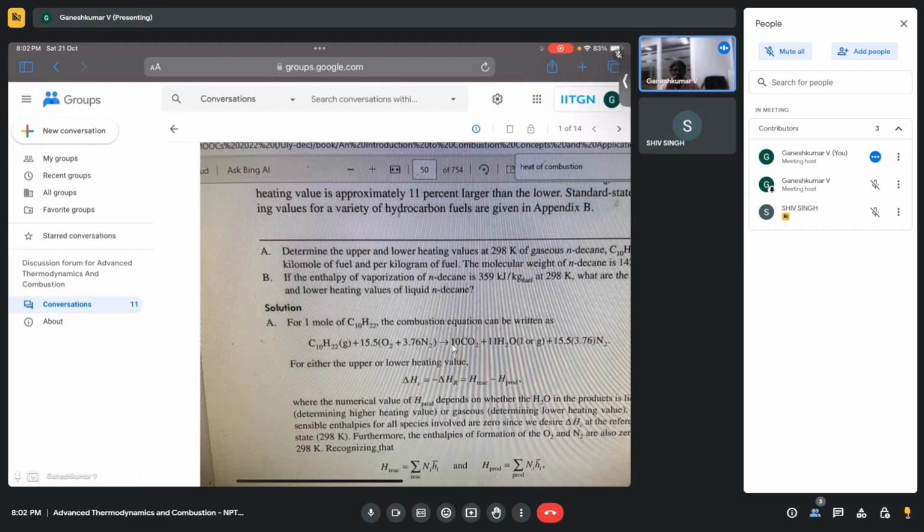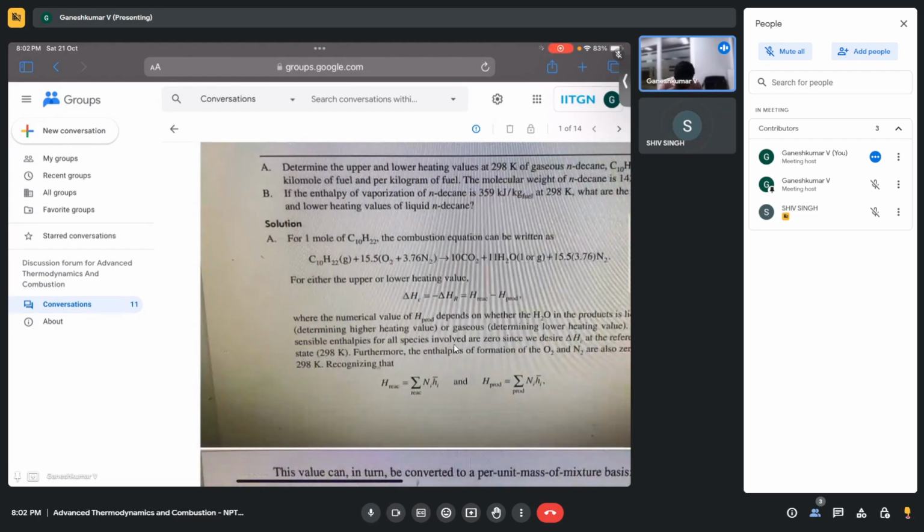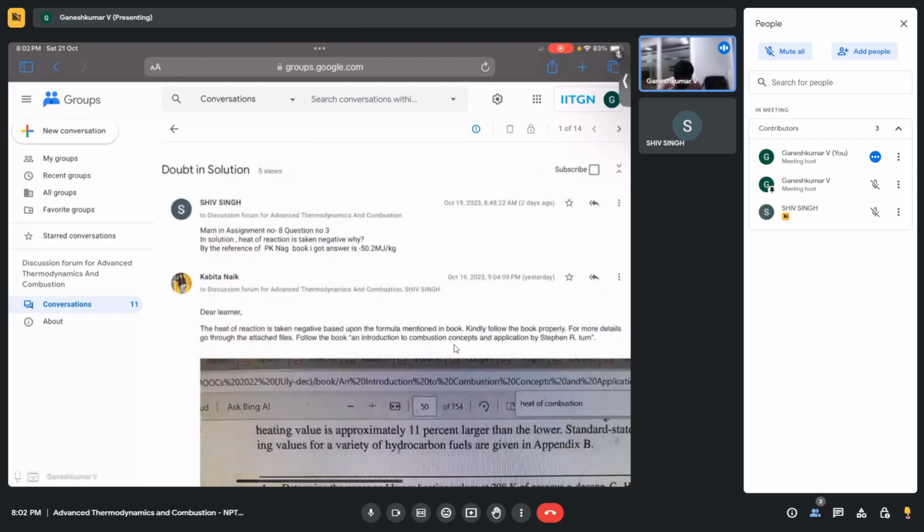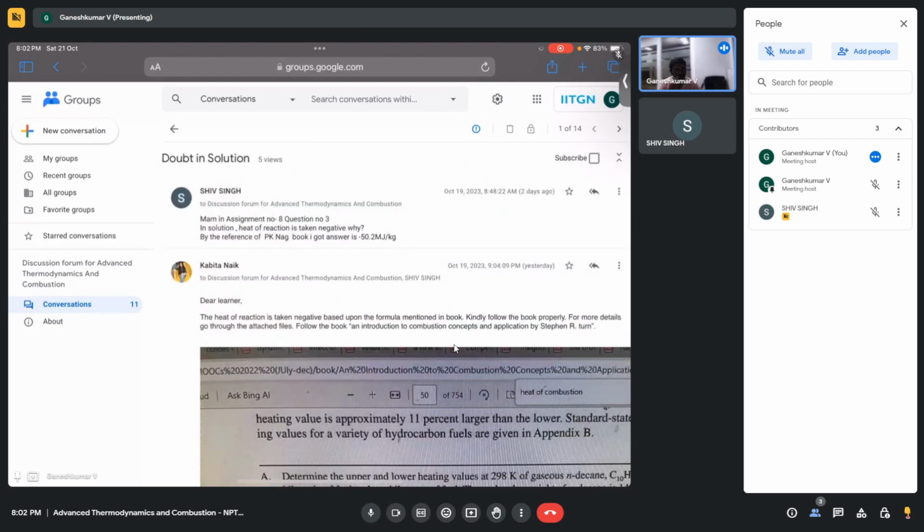It is the same as the heat entering the system, heat leaving the system convention. If heat enters the system, we call it positive, and if heat leaves the system, we call it negative. A similar convention is universal for heat of combustion and heat of reaction. But I'm not sure why PK Nag followed it, and since that is not the recommended book for this course, I don't think it is possible.